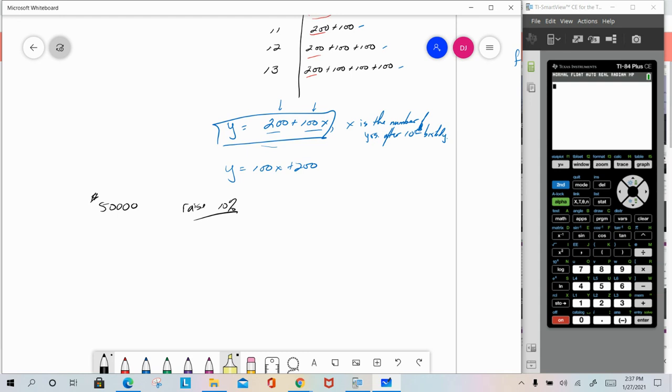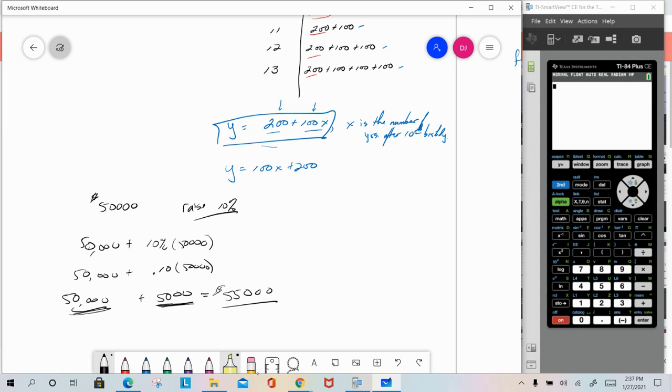What a lot of people will do is say, we're going to find 10% of 50,000, which is 0.10 times 50,000, which is 5,000, and we're going to add that to the original $50,000. Here's 50,000 plus the 5,000. Your new salary would be $55,000. I know that you had done that far ahead of me.